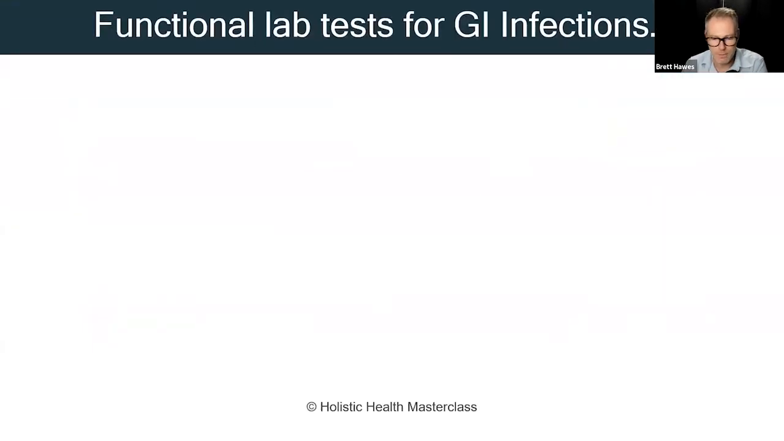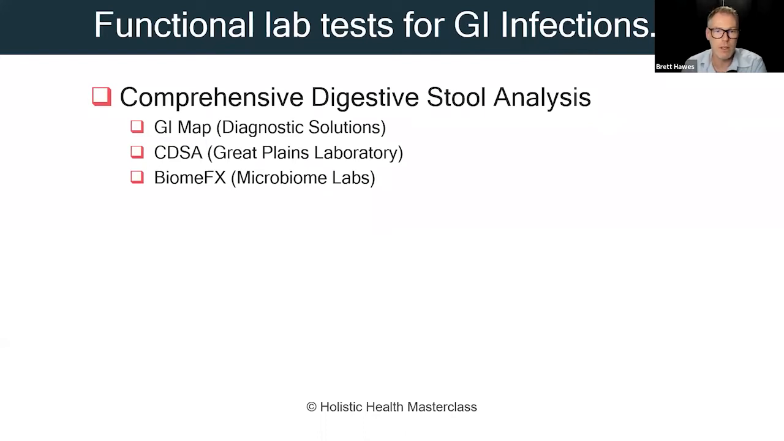All right, so functional lab tests for GI infections. These are the ones that I really use on a daily basis. I use these the most. Comprehensive digestive stool analysis. The GI-MAP from Diagnostic Solutions is really, I would say, the best pathogen screen on the market. Of course, with any test, it's got pros and cons. So we'll talk more about that in a minute. The CDSA from Great Plains Laboratory, and then a newer test on the market, which is BiomeFx from Microbiome Labs, right? Very, very robust test and quite different from anything else.